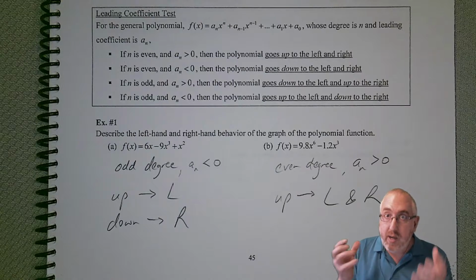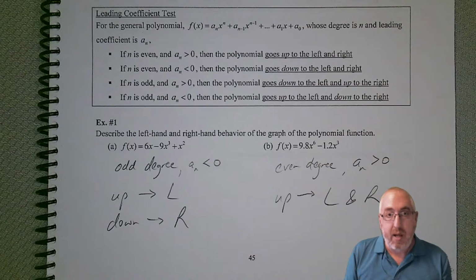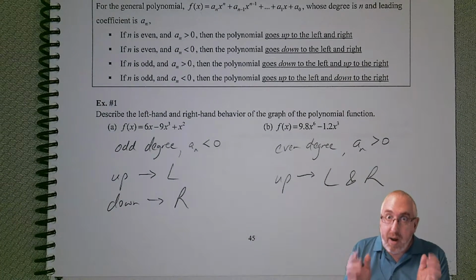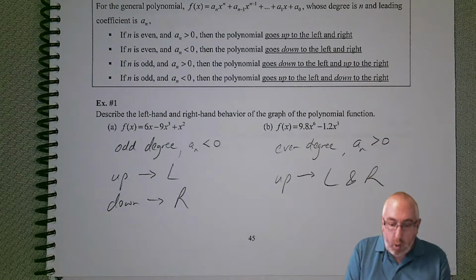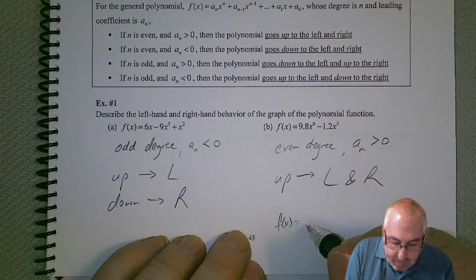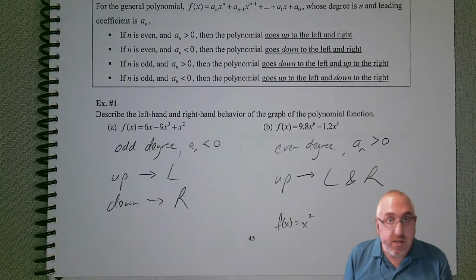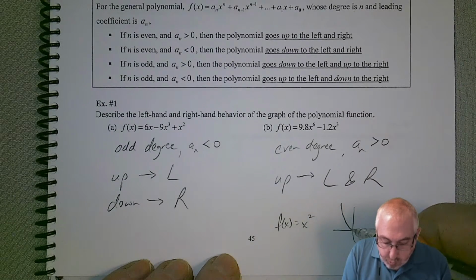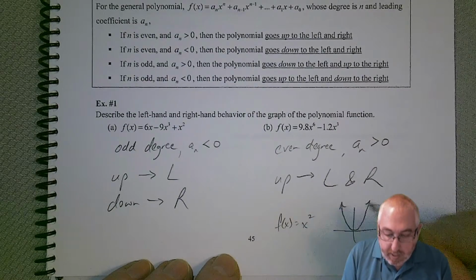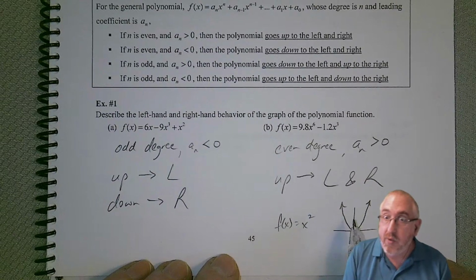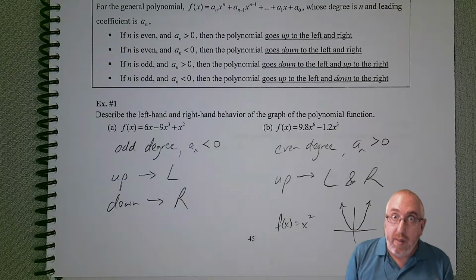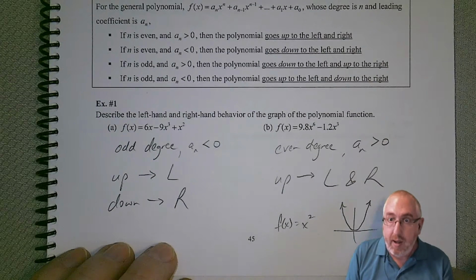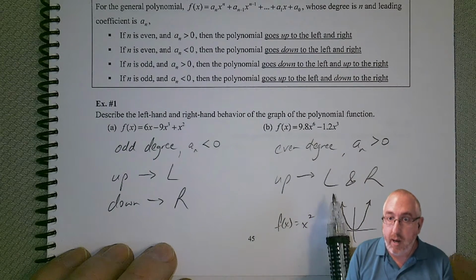Now, how could we kind of cheat a little bit with this stuff? And cheat's a strong word, but we can think of it in terms of our parent functions. Remember, we know what f of x equals x squared looks like. That's just our standard parabola. And what does it do for its end behavior? It goes up to the left and it goes up to the right. So that's kind of a way you can remember all even functions. They have to do that. They have to go up to the left and up to the right.